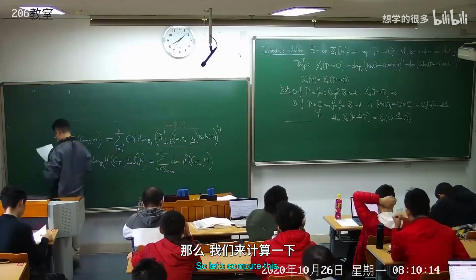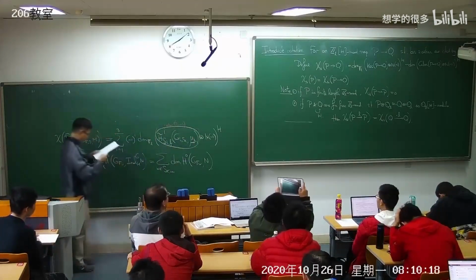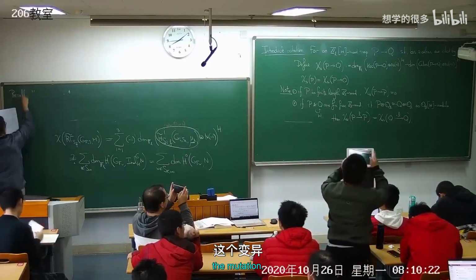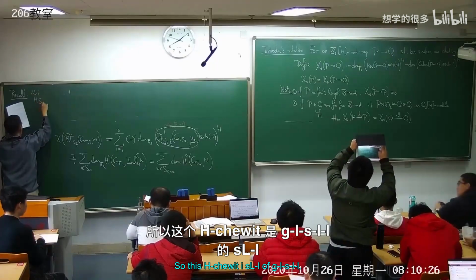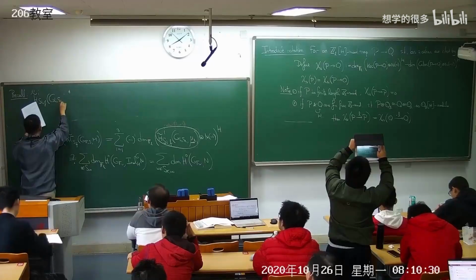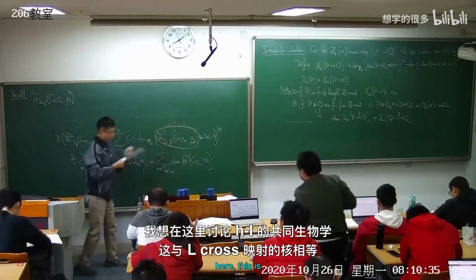Okay. So let's compute this somehow. We already did it, so let's recall the computation. So this H cubic I SL F of GL SL. The thing I want to take cohomology HI here.